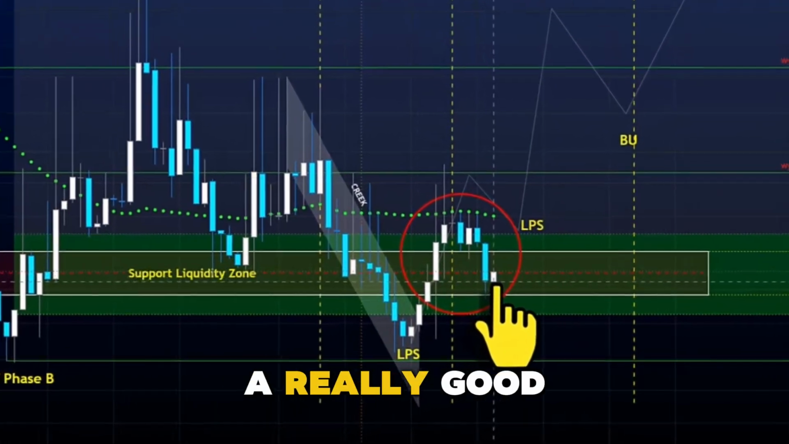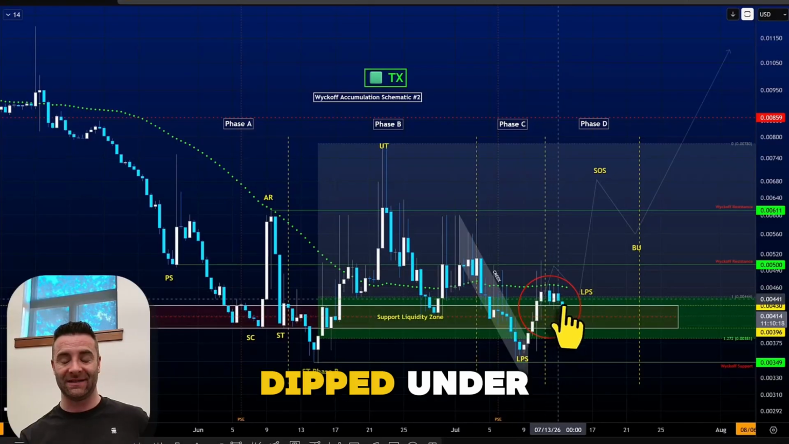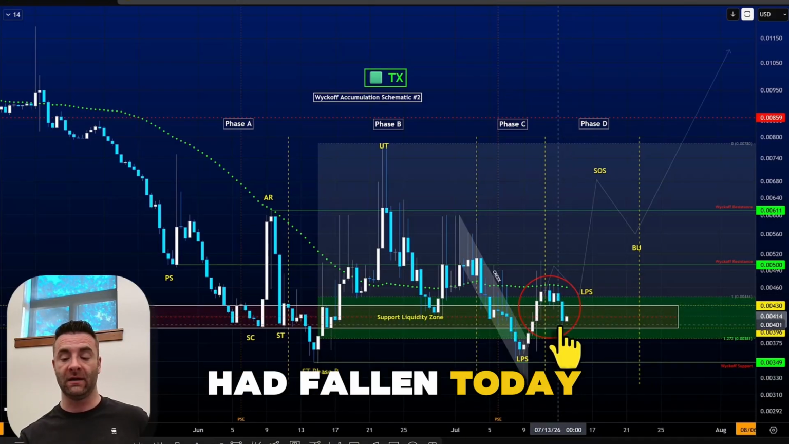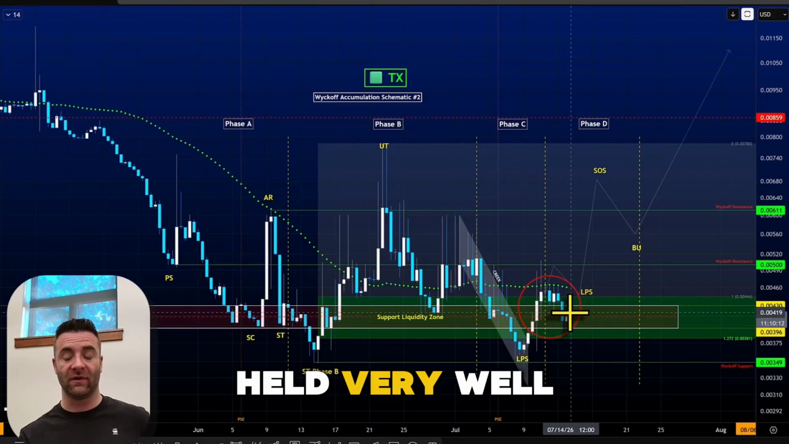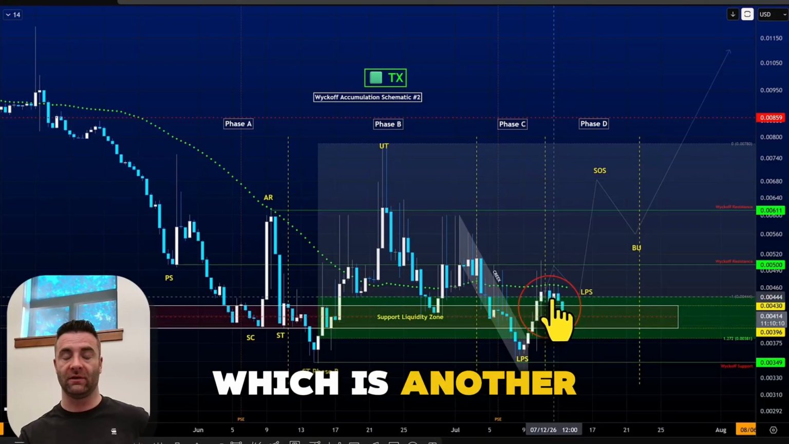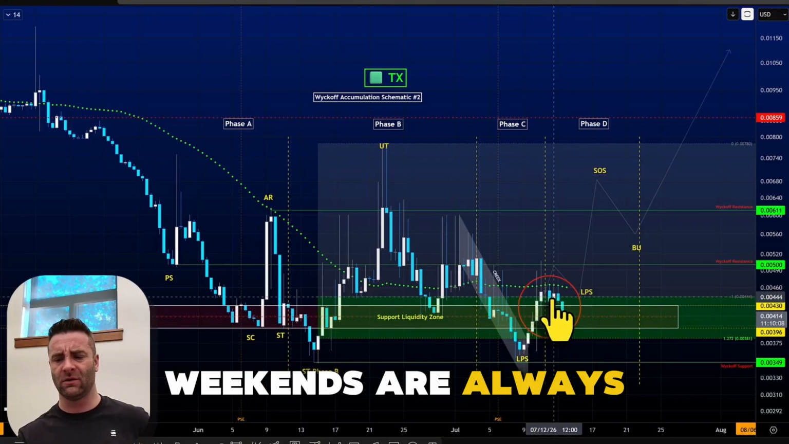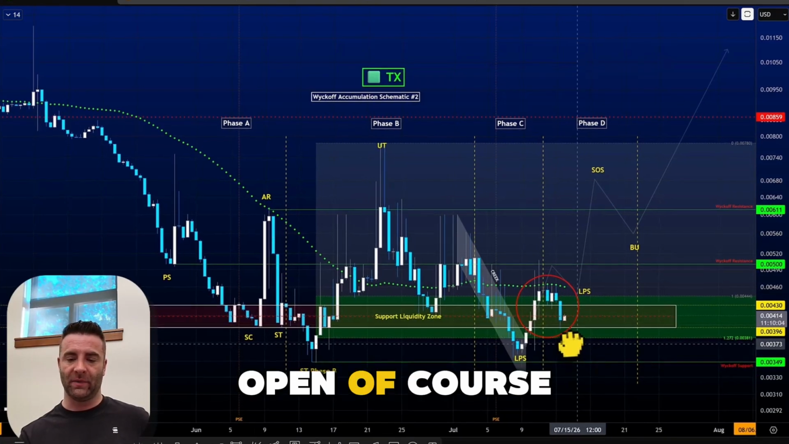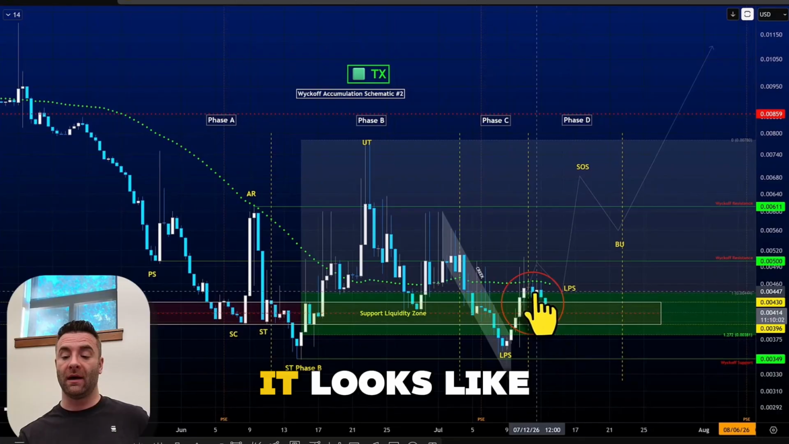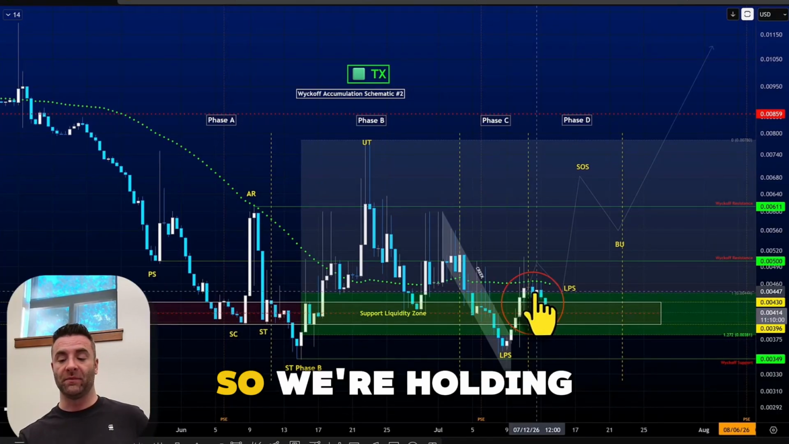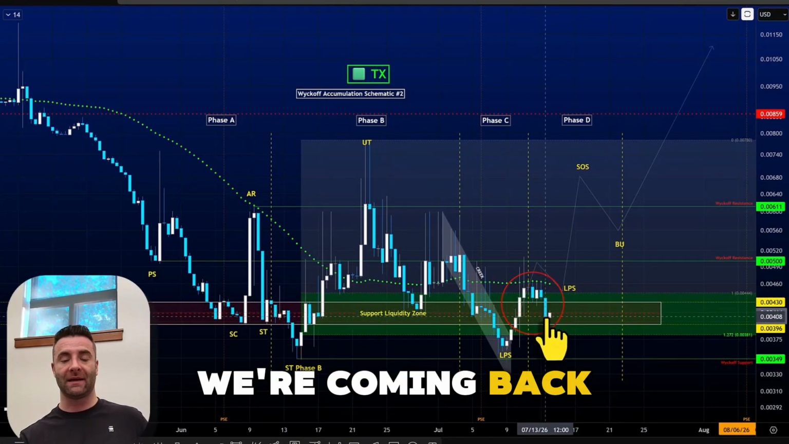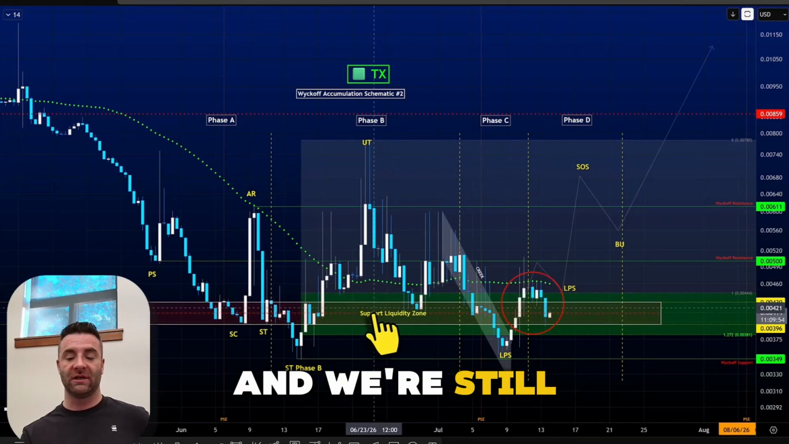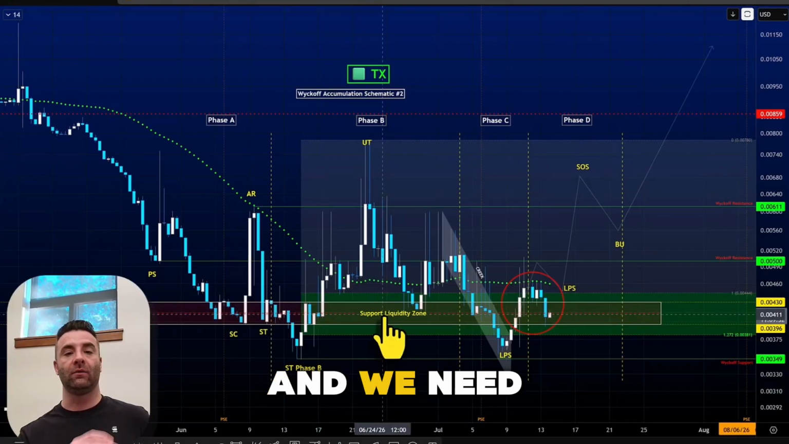Then this is a really good area because it had dipped under as Bitcoin and the entire market had fallen today. We held very well over the weekend, which is another good thing because you know how weekends are. We always lose liquidity because it's very thin. Banks are not open, of course, but it looks like the market makers did a really good job. So we're holding it. Yes, we're coming back down to test it. It's testing the resolve, and we're still in this support liquidity zone, and we need to hold it.